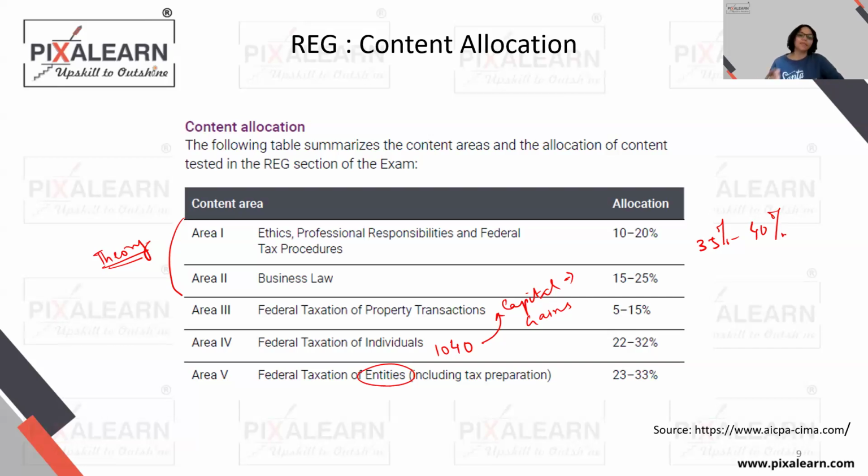If you're a salaried employee having just your investments or your FDs, then there's nothing. You just finish your entire ITR filing in a couple of, let's say, maximum half an hour to 45 minutes, not more than that. So 1040 is for individuals. Then we go to various entities.